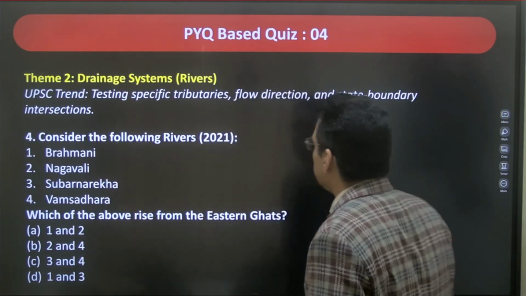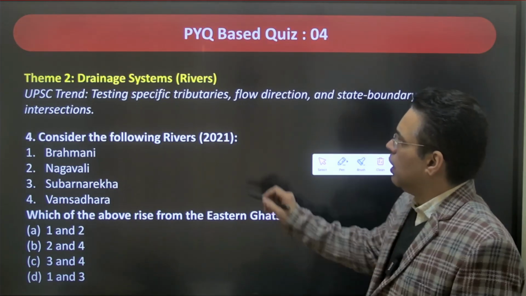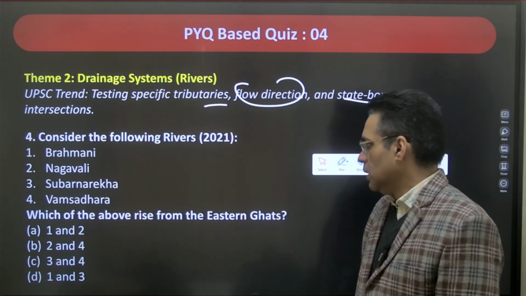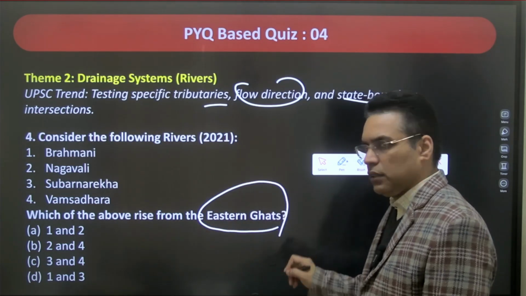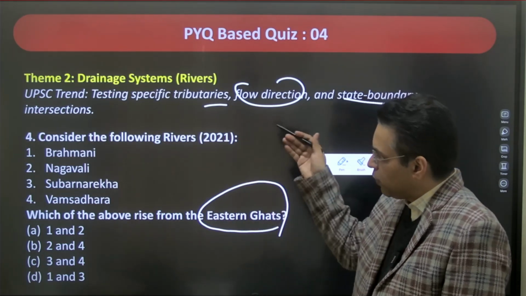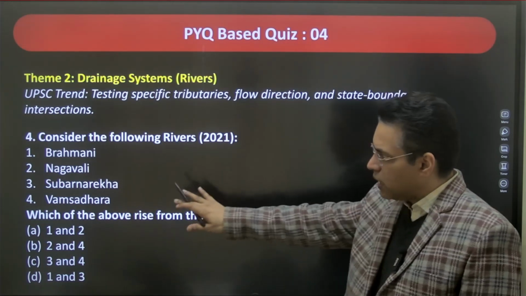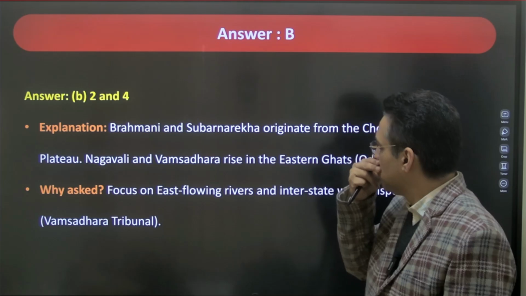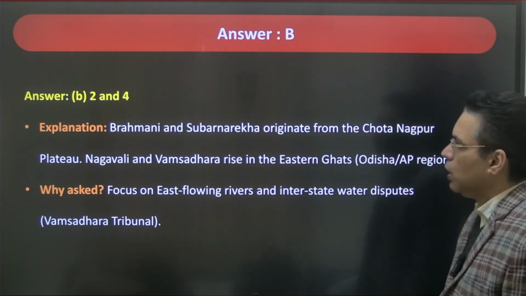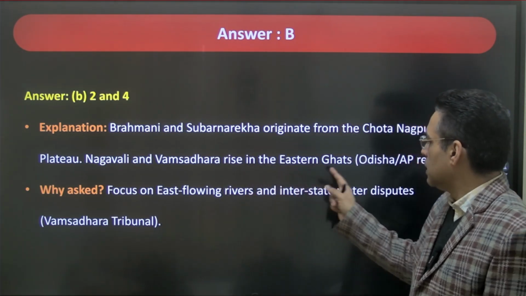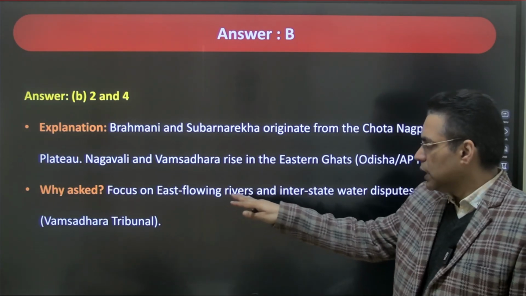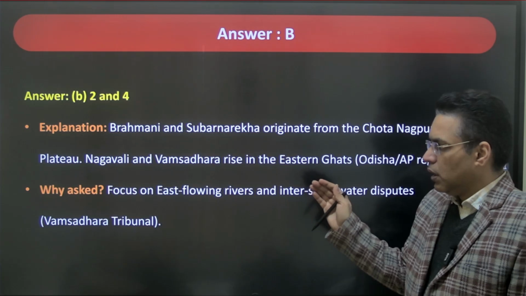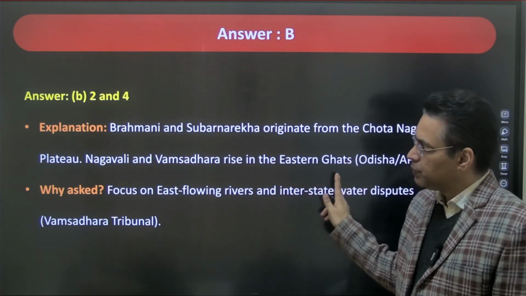Now coming to the second theme, the UPSC trend: tributaries, flow direction, state boundaries, intersections, all of that. Which of the following rise from the Eastern Ghats? What is the Western Ghats and the Eastern Ghats? I am not going to tell you the answer, you can go and look at it. But here, Brahmani and Subarnarekha originate from the Chota Nagpur plateau. Nagavali and Vamsadhara are in the Eastern Ghats, Odisha. So focus on east flowing rivers, interstate water disputes, and west flowing rivers. They can be in the news on that account.